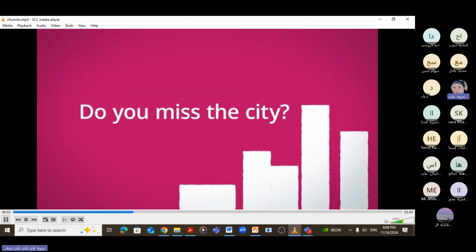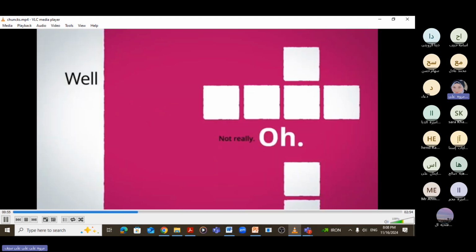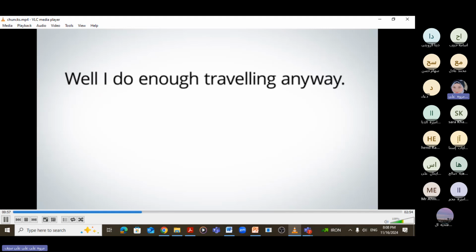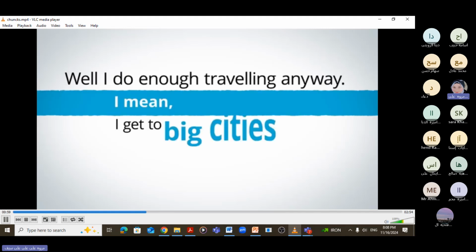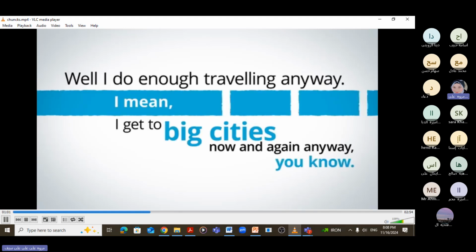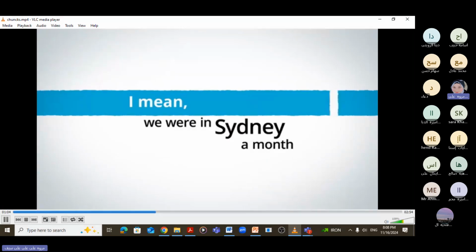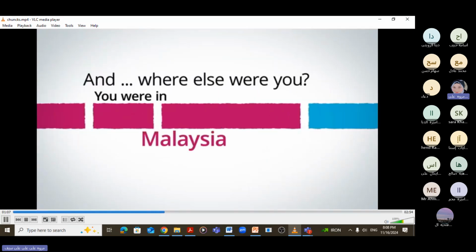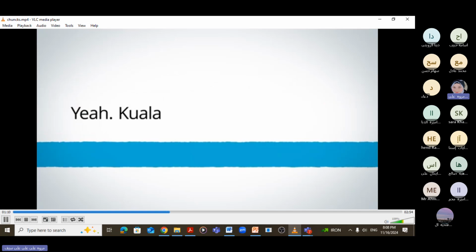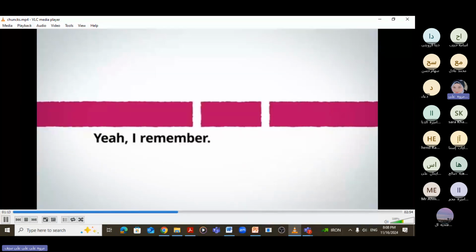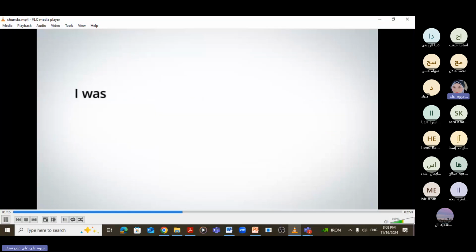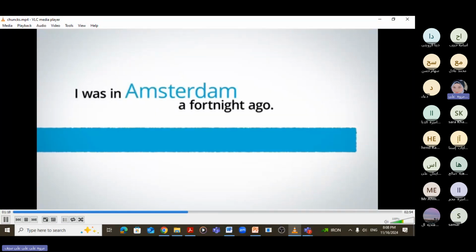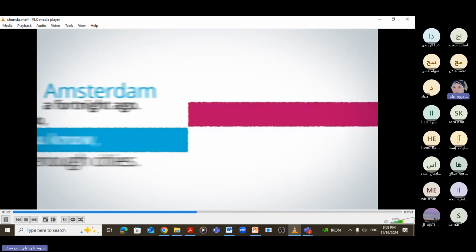Do you miss the city? Not really. Oh? Well, I do enough travelling anyway. I mean, I get to big cities now and again anyway, you know? I mean, we were in Sydney a month ago. And where else were you? You were in Malaysia a couple of years ago. Yeah, Kuala Lumpur, Singapore, all that, you know? Yeah, I remember. How wonderful. I was in Amsterdam a fortnight ago. So, you know, I get to see enough cities. Of course you do.